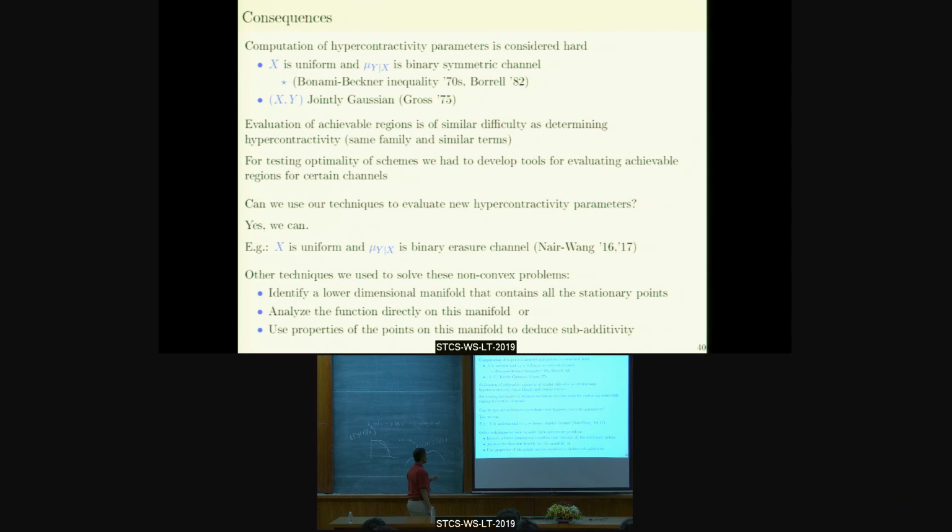So basically the idea we use is you essentially find a lower dimensional manifold that contains all stationary points, analyze it on this manifold because it's much smaller dimension, and then use properties of the points to get optimality or suboptimality. That's kind of the rough idea of what happens.